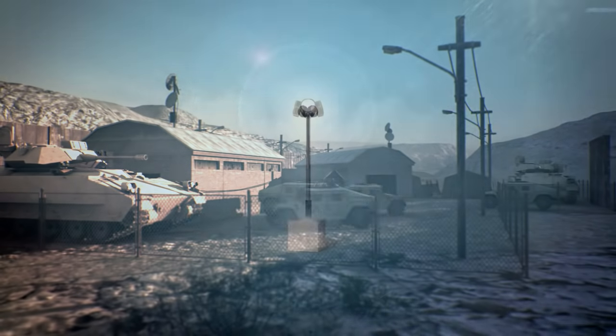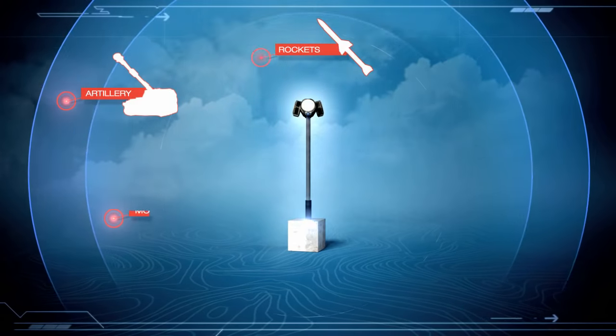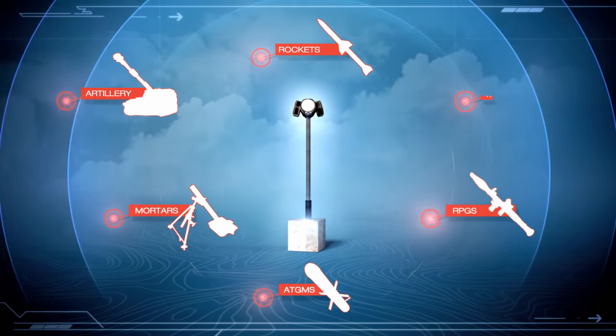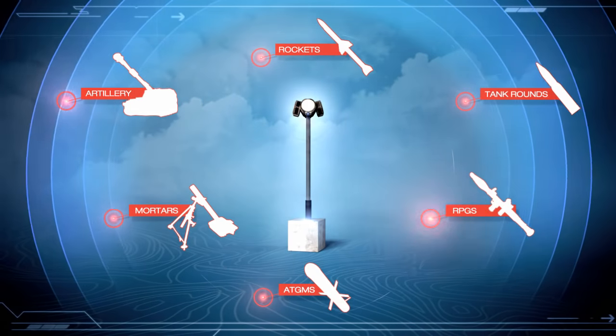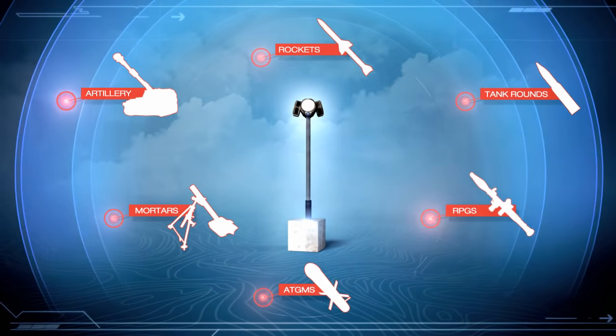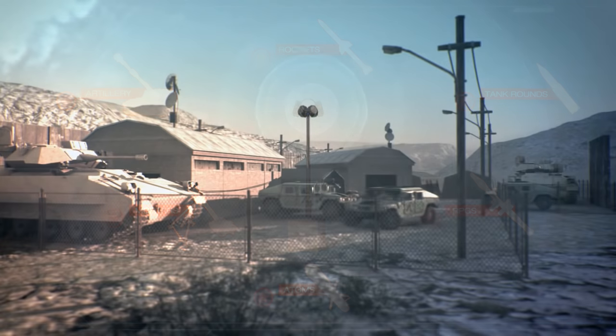Providing hemispheric coverage, the RPS-40 detects, tracks, and classifies direct, elevated, and irregular fire aimed at combat forces, including rockets, artillery, mortars, ATGMs, RPGs, and tank rounds.